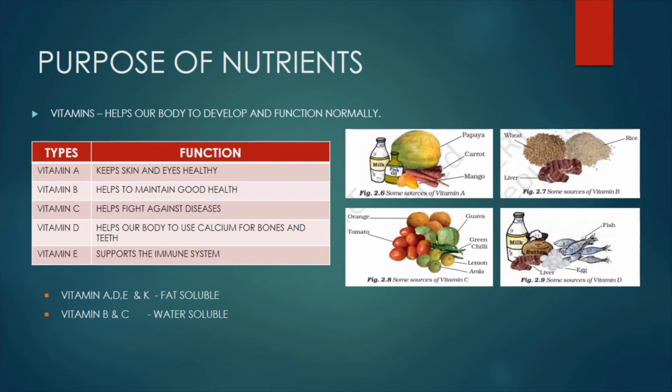Next one is vitamin D. Vitamin D uses the calcium to strengthen our bones and teeth. Some vitamin D rich sources are egg, fish, milk and butter. And our last one is vitamin E. Vitamin E supports our immunity system.